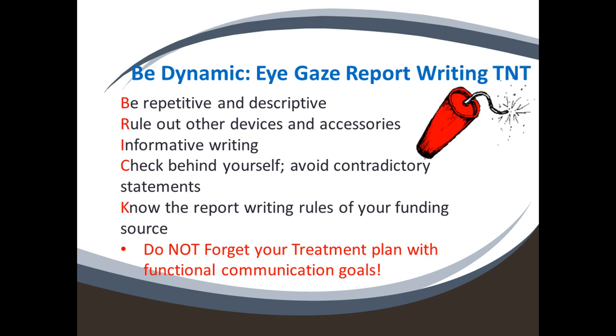Know the report writing rules of your funding source, and do not forget your treatment plan with your functional communication goals. That's most important. Make sure that your goals are going to be functional for the person to be the most independent user that they can be. And you're only going to get there with great documentation and good observation.